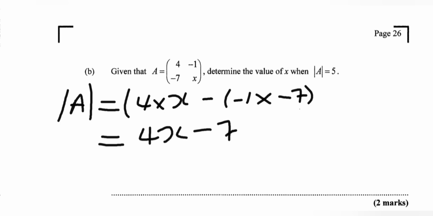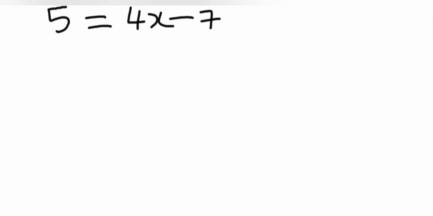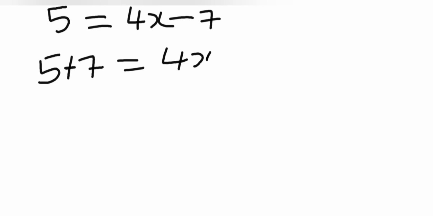7 gives us 7. Because the determinant of A is 4x minus 7 and also 5 as highlighted in yellow, we can equate these to find the value of x. So the equation will be 5 equals 4x minus 7, and then 5 plus 7 will equal 4x. If we simplify this, we have 12 is equal to 4x.